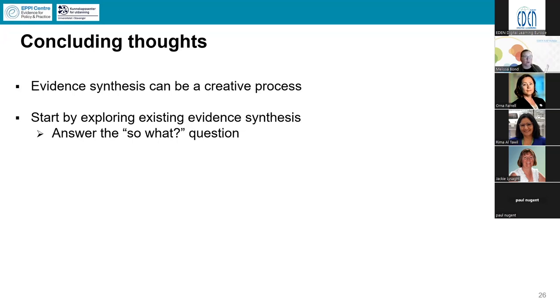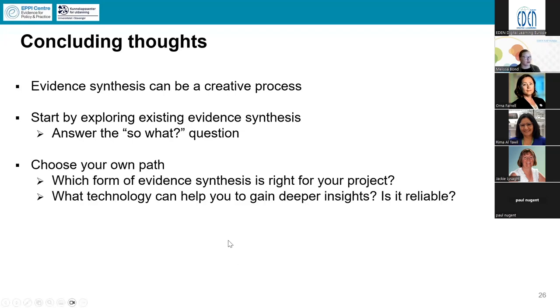Use the tapestry of work that already exists in order to come up with the argument for why your work is novel and useful and required. You really need to choose your own path as well. Just because someone says, oh, you should definitely do a systematic review because that's what I think you should do, it may not be right for the questions that you're wanting to have answered.